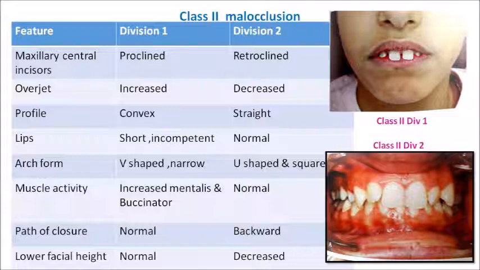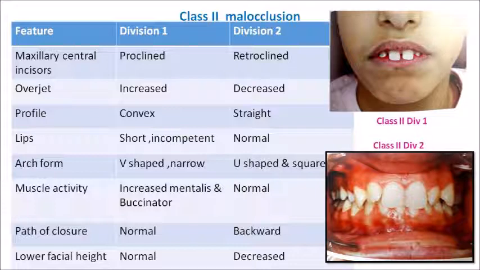I have told you many times previously that we are going to write an online exam. They can give a picture like this and ask you to identify the type of malocclusion. So you should be able to identify how a class 2 division 1 malocclusion will appear and how a class 2 division 2 malocclusion will appear.